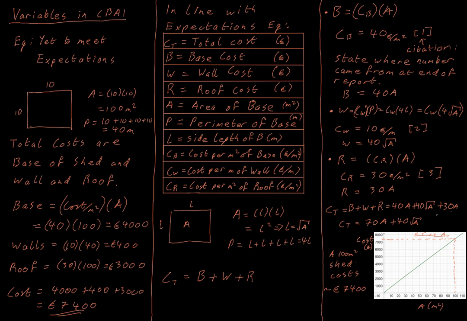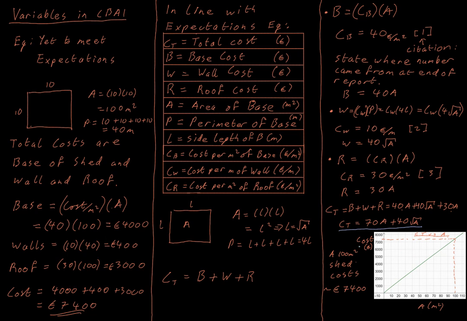I have some like terms here, stuff just involving A. So I add them together, and this becomes my equation for describing the total cost. I now have a relationship between the size, the area of my shed, and the total cost of my shed. That allows me to draw a graph. So I can go to a graphing simulator, or I can draw out a graph by hand. And that allows me to show the cost.